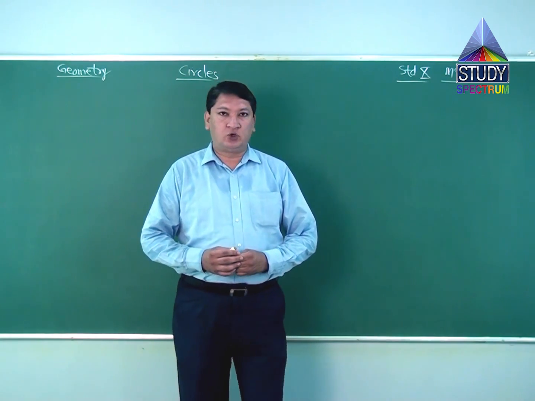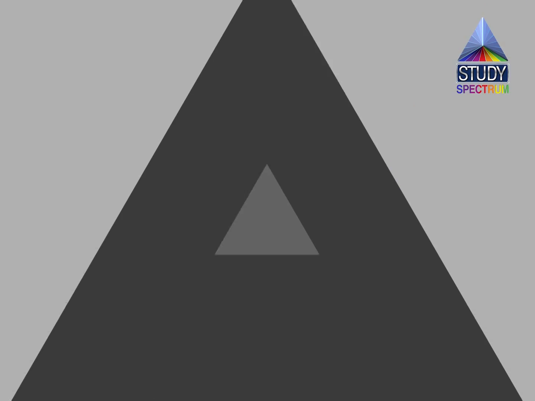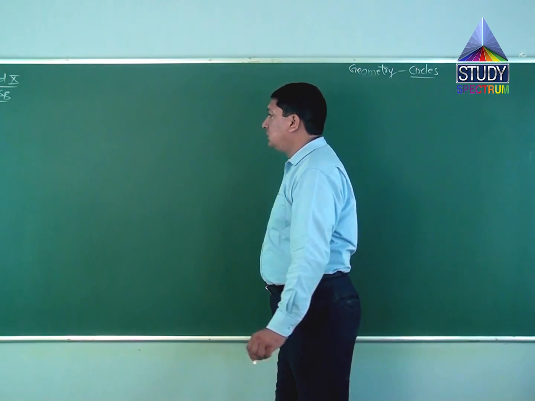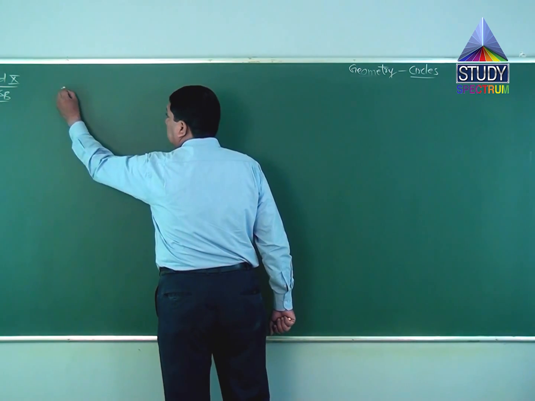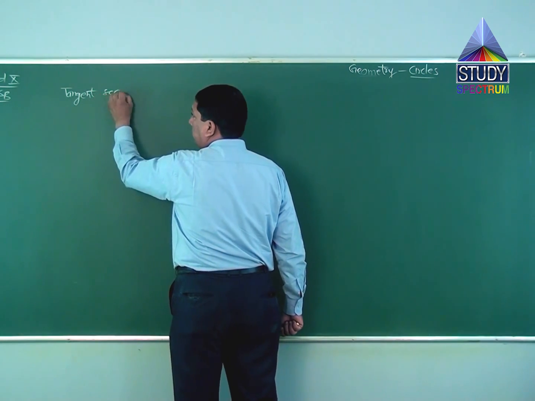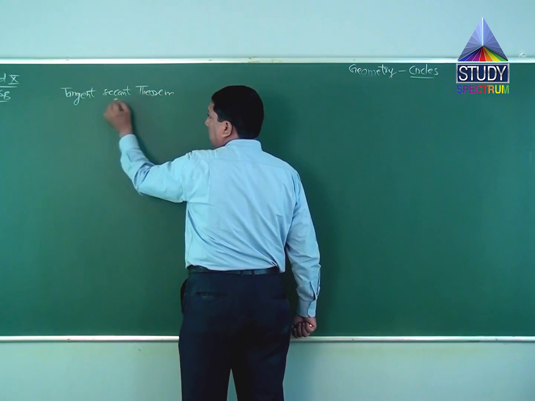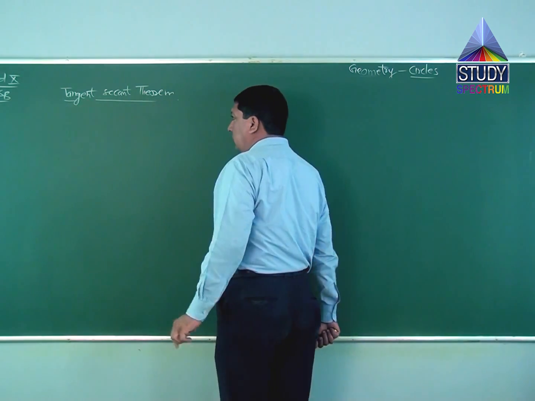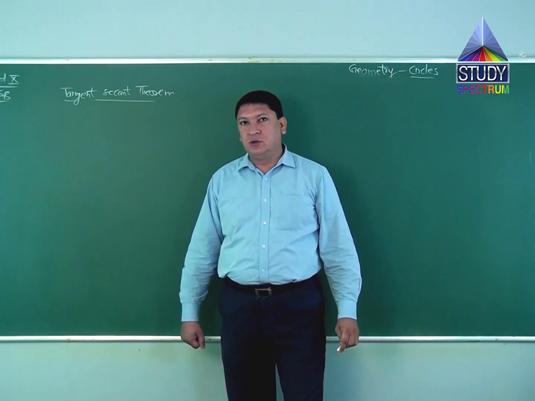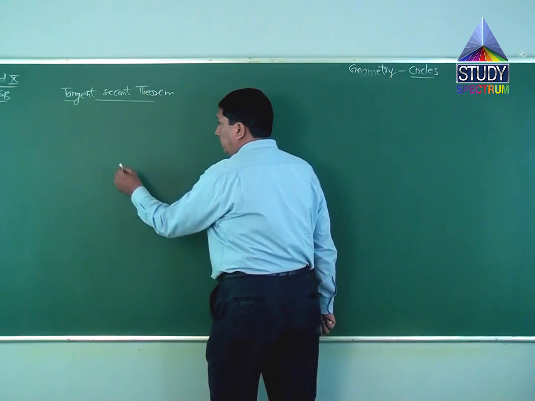Today we'll begin with a new chapter, and the name of the chapter is circles. In continuation with the revision of theorems of circles, next is the tangent-secant theorem. In our last session we have done 13 theorems of circles. We'll take another 2. Tangent-secant theorem.